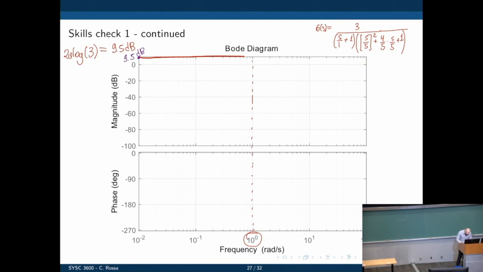So at the cutoff frequency, we'll have a slight decay here. And that brings the Bode plot down by negative 3, which means that instead of 9.5, we have 6.5, which is 9.5 minus 3. Where is this 3 coming from again? That's the gain at the cutoff frequency of the real pole.